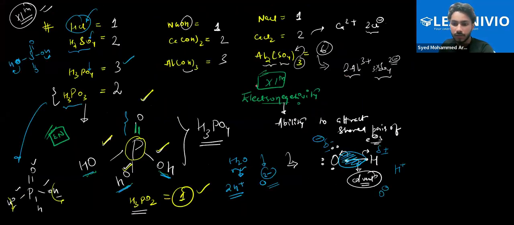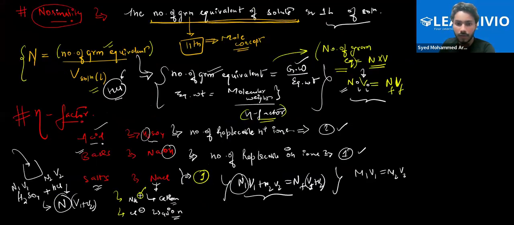Here I have explained to you about normality, that the number of gram equivalents of the solute in 1 liter of the solution is your normality. So normality is the number of gram equivalents divided by the volume of solution. Now, what is the number of gram equivalents? It is the given weight divided by the equivalent weight. And the equivalent weight is the molecular weight divided by the n factor.